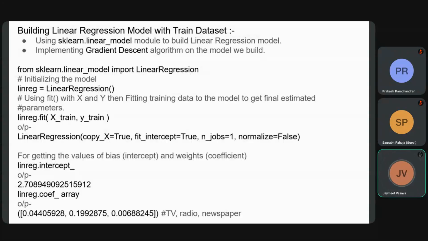For building a linear regression model, we'll be using LinearRegression from the linear model module of scikit-learn. We'll be saving all the values that linear regression gives us in the linreg variable. So linreg will be used in order to fit the X train and the Y train.